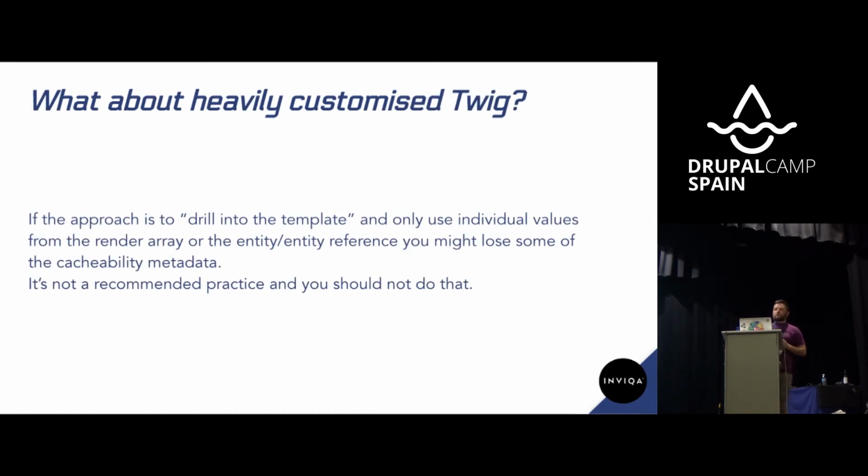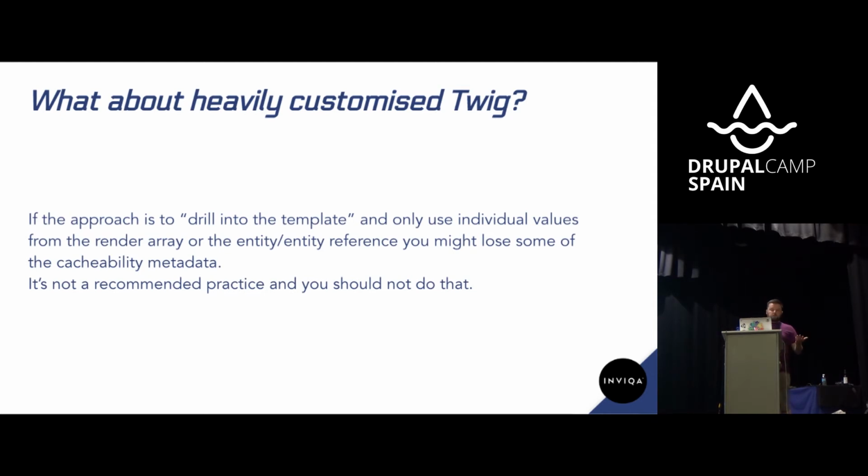The problem comes when you have a customized Twig approach, like drilling into templates, using individual values from the render array, entity references even, and you're losing your cacheability metadata. It's not a good practice. I do not recommend doing that, and you should not be doing that. Shame on you. But reality is such that in business, you often have situations where business dictates what should be done instead of developers' pragmatism.